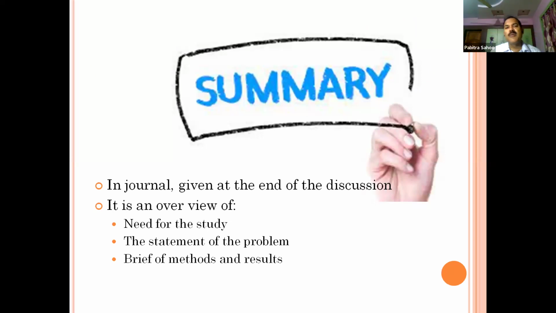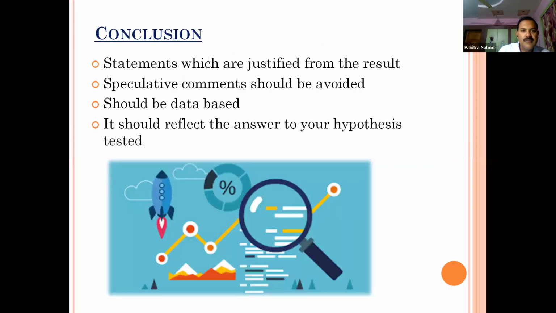The next part is the summary. Again, the summary is not a part of the research article. It is a part of thesis writing that ends with the discussion. It is an overview of the whole research article: the need for the study, statement of the problem, and proof of the methods and results. Then you have to conclude your research article with statements which are justified from the results.